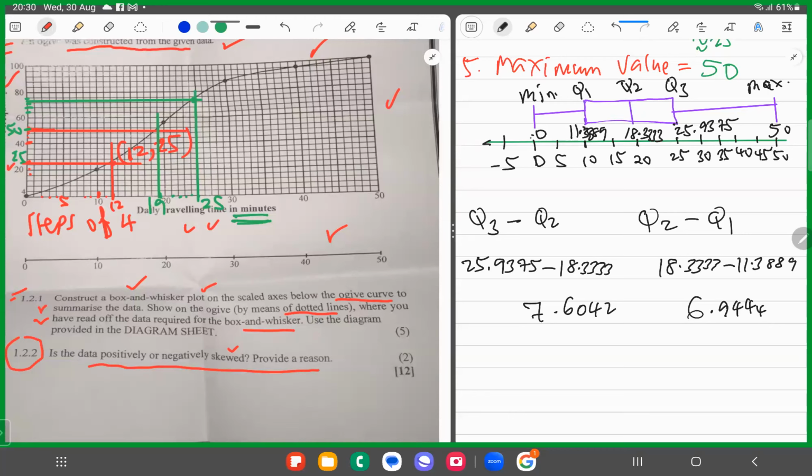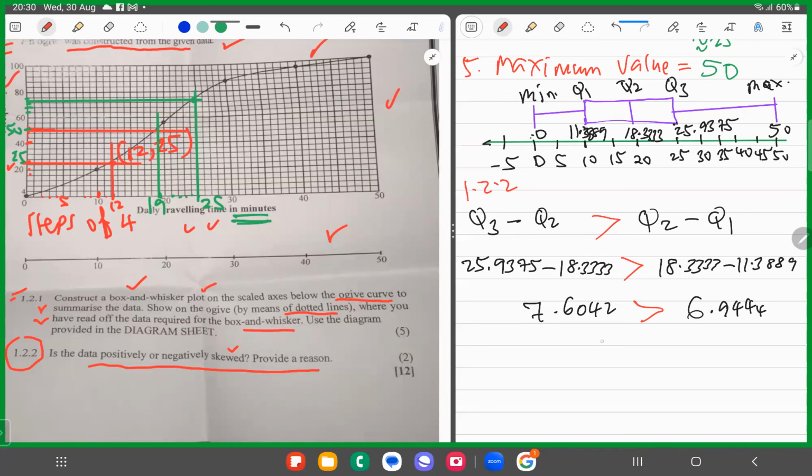So in view of this difference, you're able to see, therefore, that this one is bigger. Use a red color. You're able to see that. So now we are doing which question? We're doing 1.2.2. We're able to see that this is bigger like this. Right, so we're able to see that Q3 minus Q2 is bigger than Q2 minus Q1.